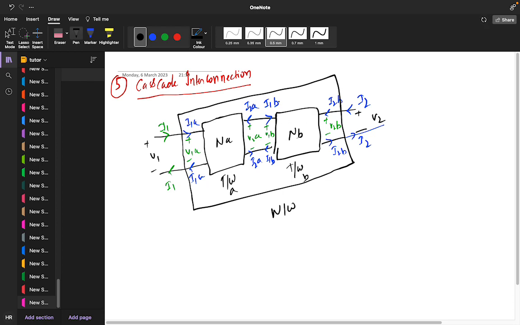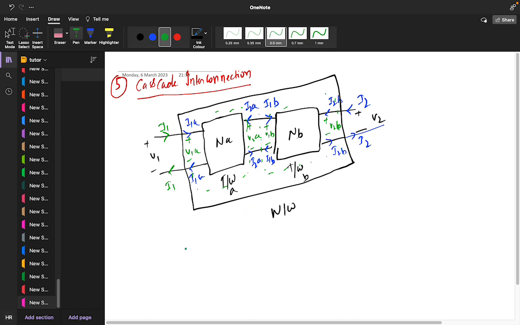And if you see this particular one as a two port network, we have I1B coming, I1B leaving, I2B coming, I2B leaving, and for this other two port network, I1A is coming, I1A is leaving, I2A is coming, and I2A is leaving. So how can we solve this?